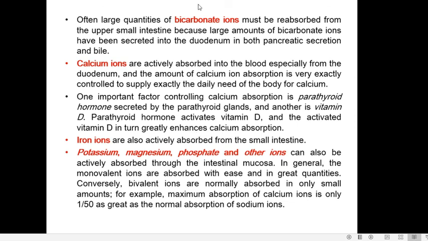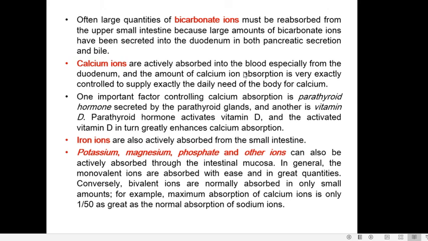Then we go to the absorption of bicarbonates. Bicarbonates are also absorbed in the upper small intestine because a lot of bicarbonate ions are secreted through pancreatic juice and through the liver as bile. So all these bicarbonate ions cannot be lost through the feces. Bicarbonate ions are secreted so that the acidic chyme is neutralized, and the pancreatic and intestinal enzymes require a moderately alkaline environment. So they are to be reabsorbed; we cannot afford the loss of these bicarbonate ions through feces. So they are absorbed in the small intestine.